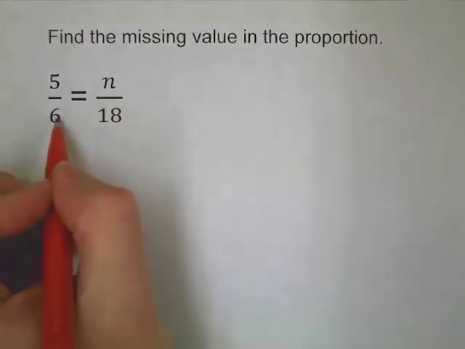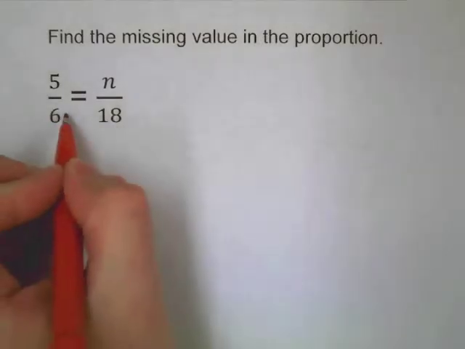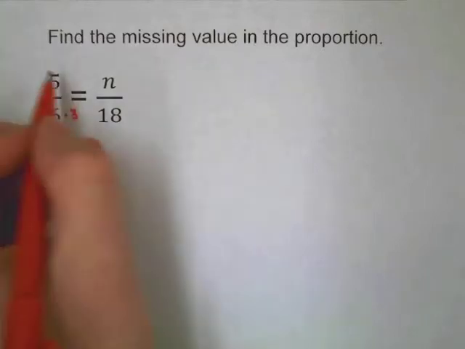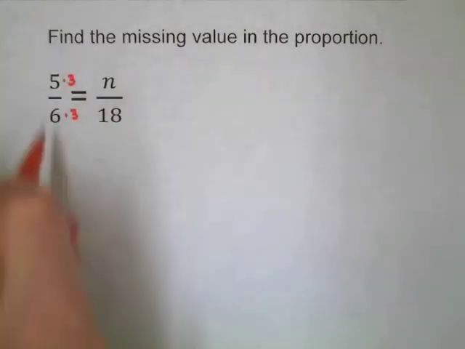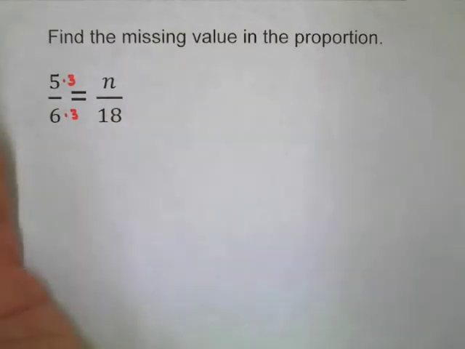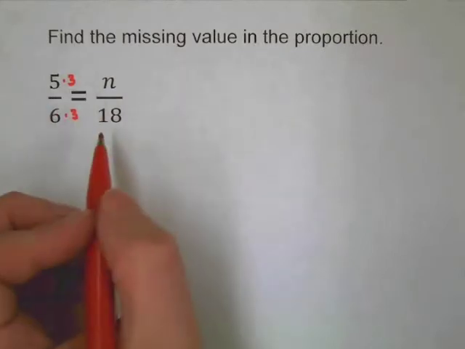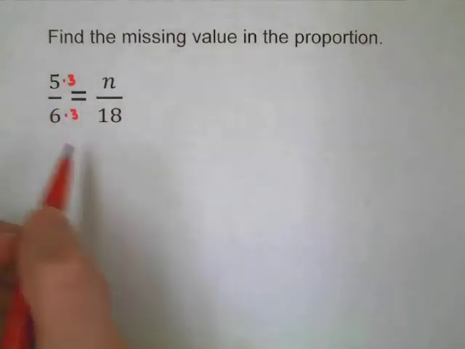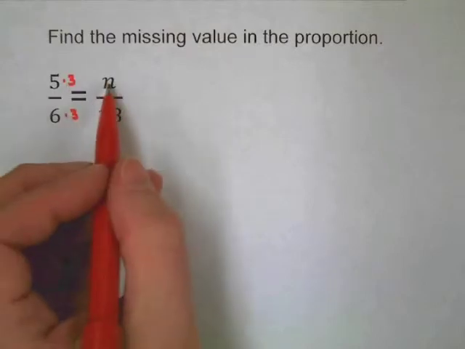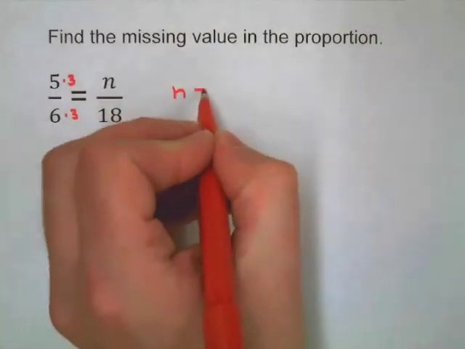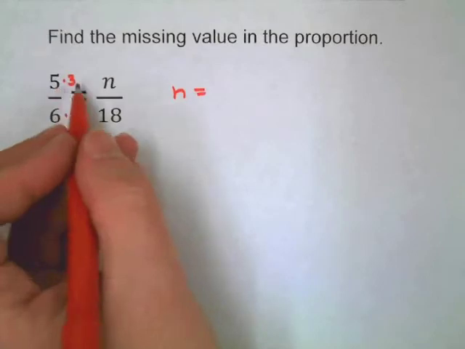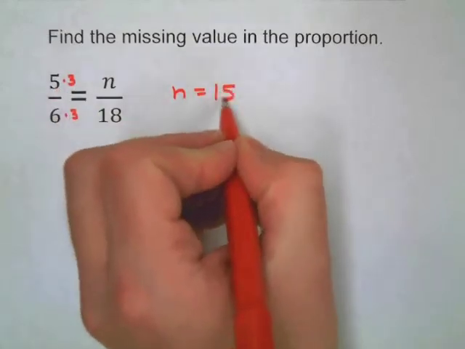Because if 6 is equivalent to 18 there, I would have to multiply that by 3. If I do that to the bottom, and do that to the top, I can find an equivalent ratio. We know that they're both equivalent ratios because that's what a proportion is: two equivalent ratios in an equation. And so 5 times 3 would be 15. So n would be 15.